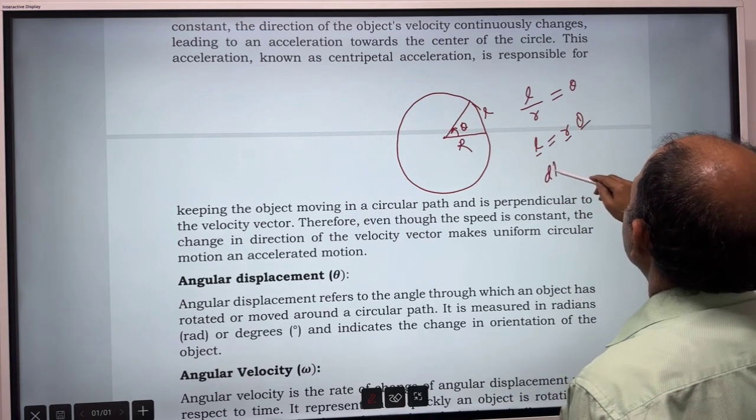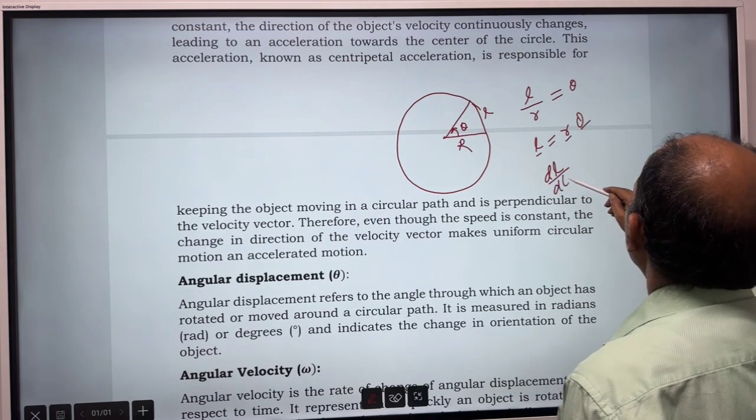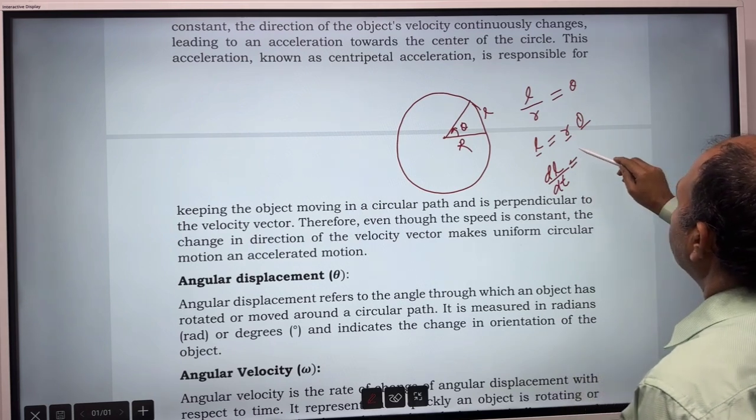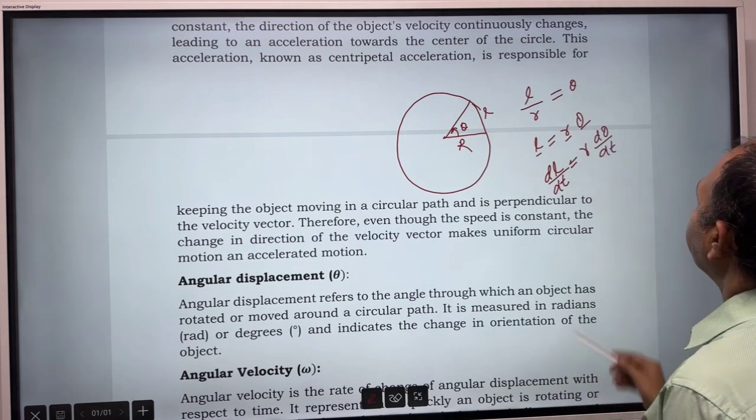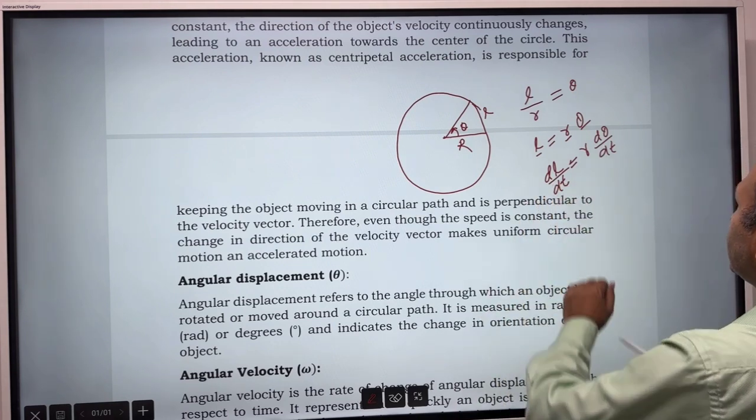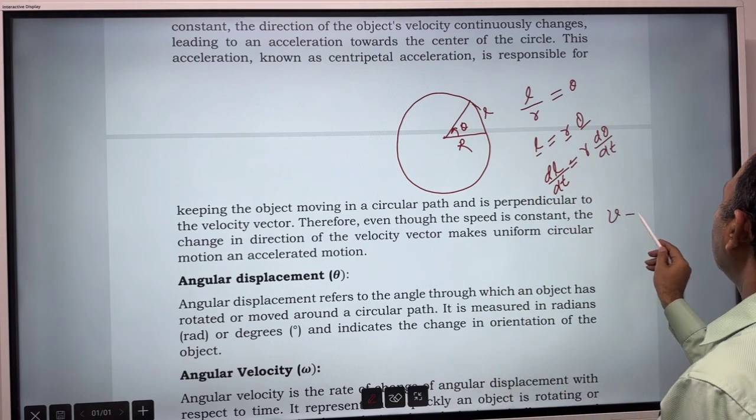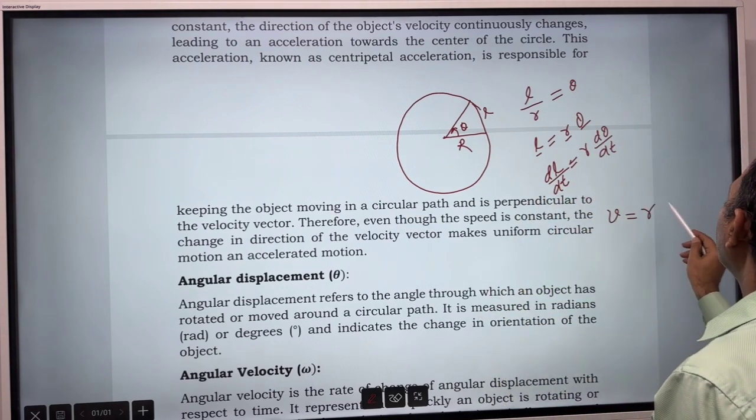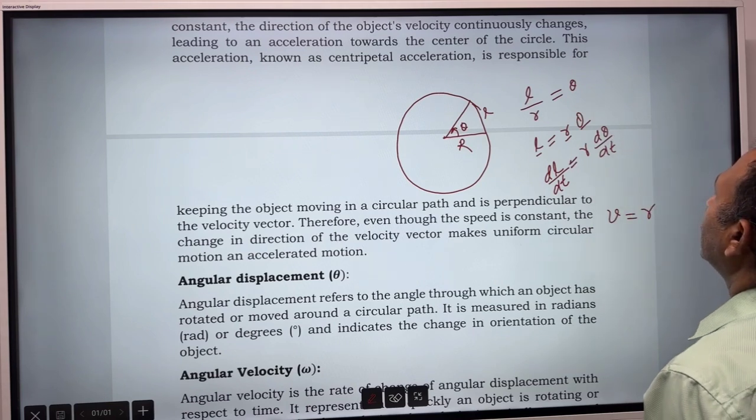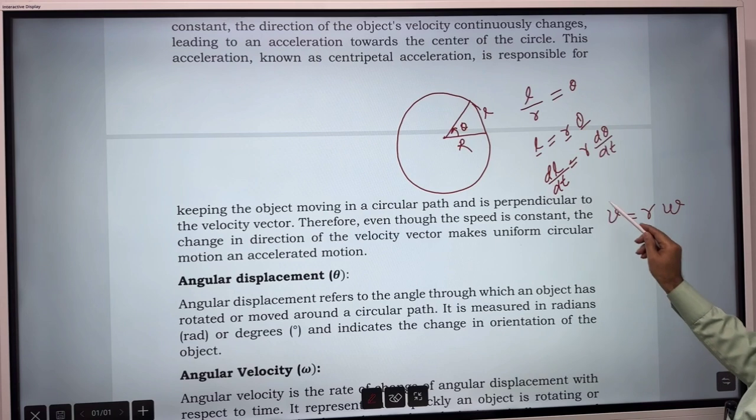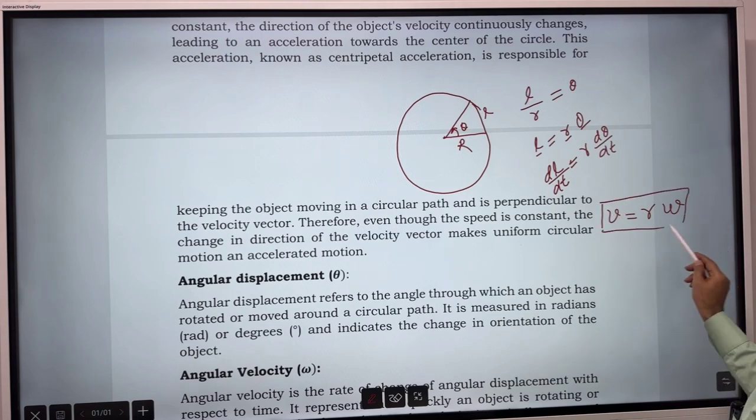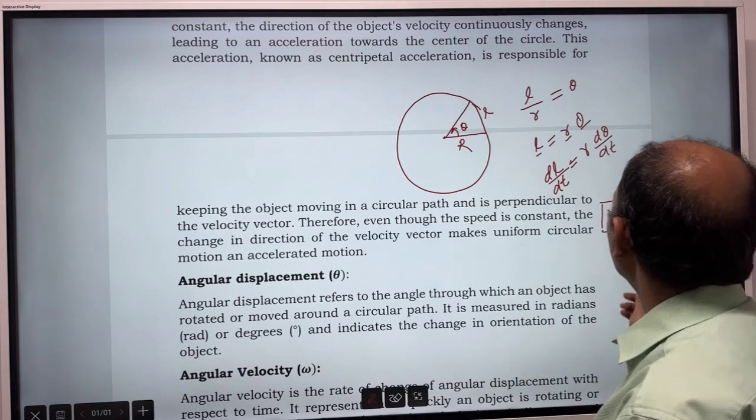If we differentiate it with respect to t, dl upon dt, r is fixed, r d theta by dt. dl upon dt is linear velocity, so v equal to r, and d theta by dt is angular velocity. So we have got this relation: v equal to r omega.